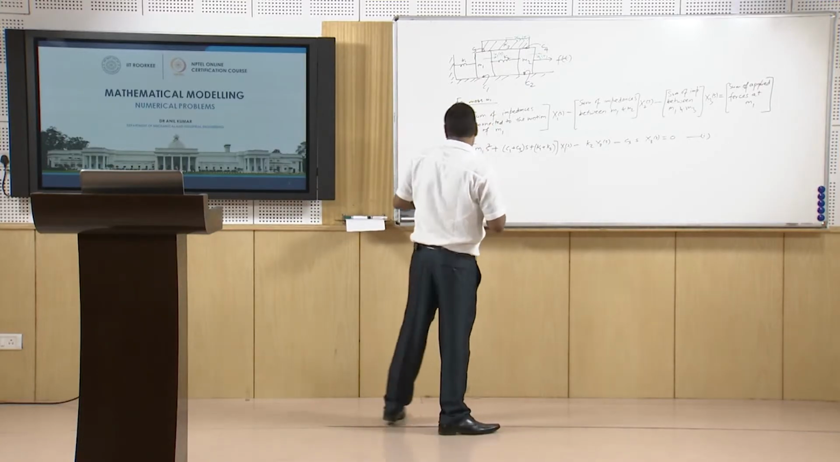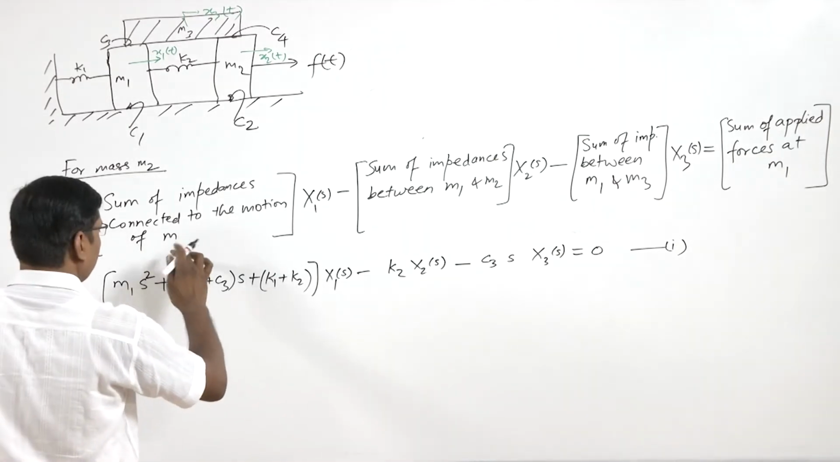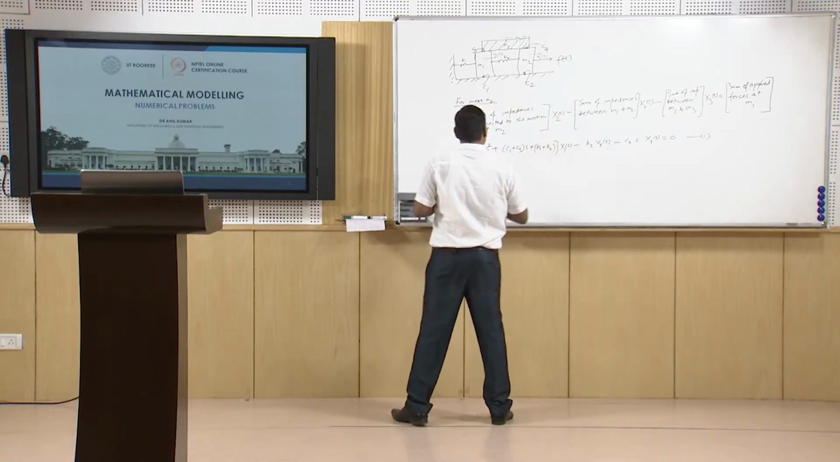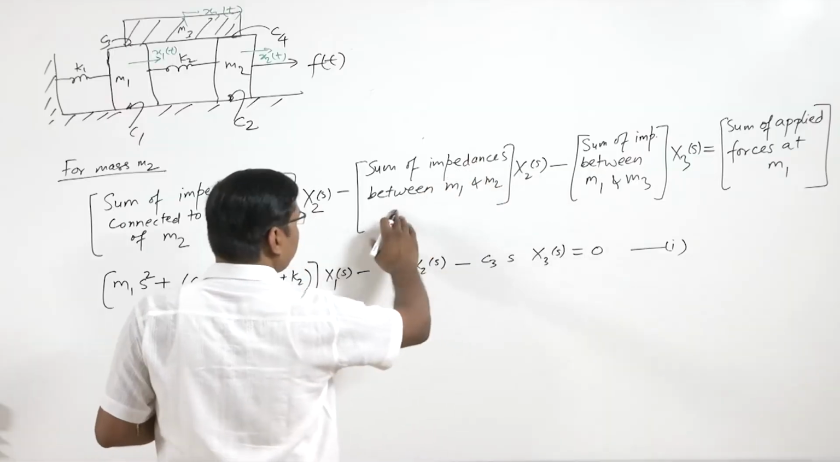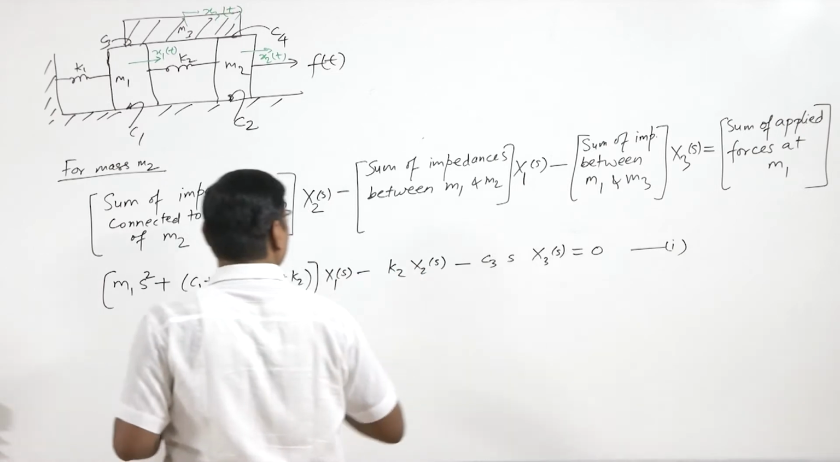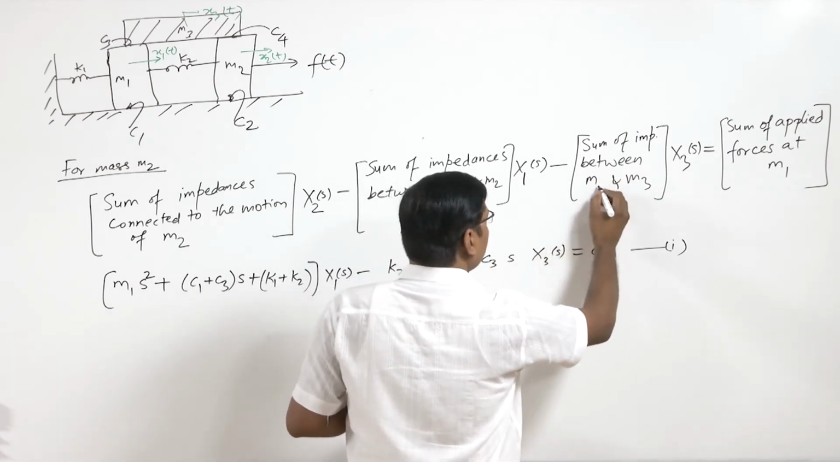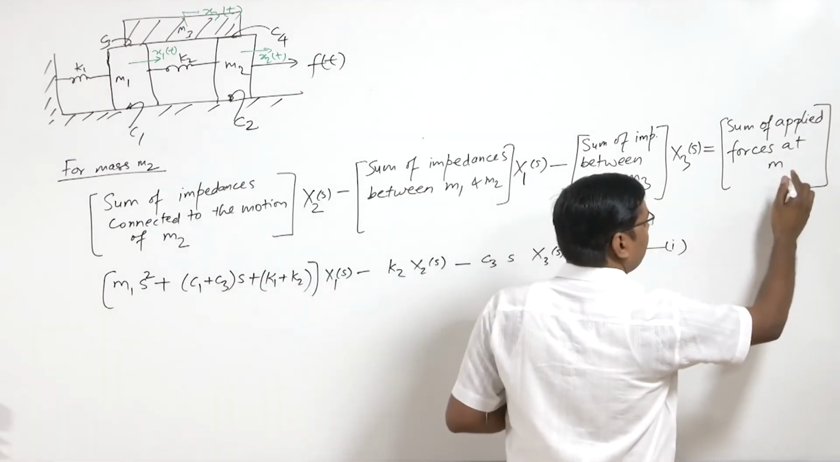Similarly, for mass M2, we write the sum of impedances connected to the motion of M2 into X2(s), minus the sum of impedances between M1 and M2 into X1(s), minus the sum of impedances between M2 and M3 into X3(s), equal to the sum of applied forces at M2.